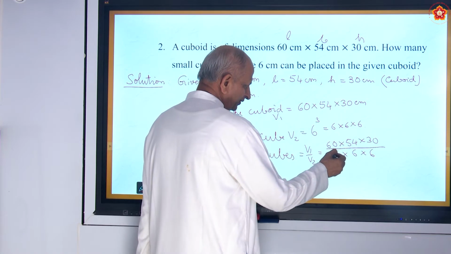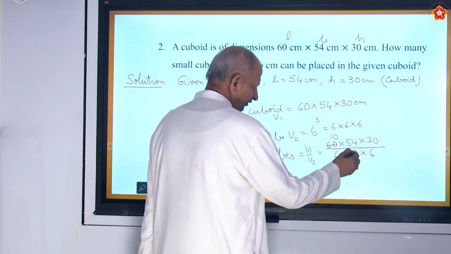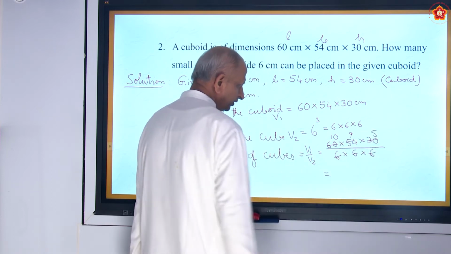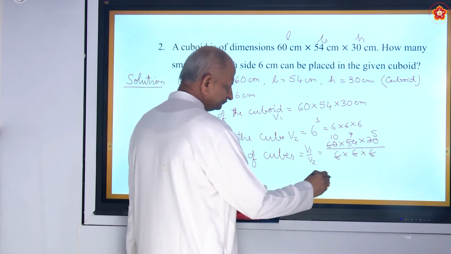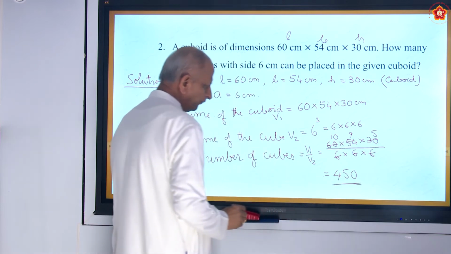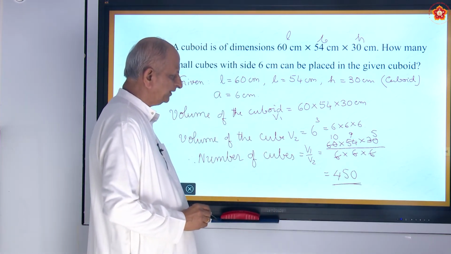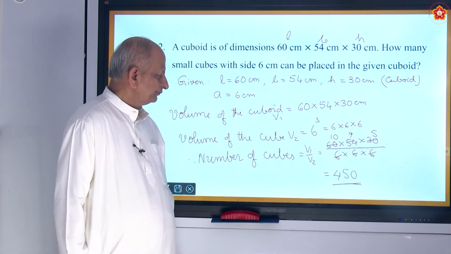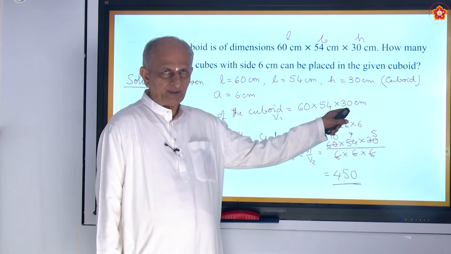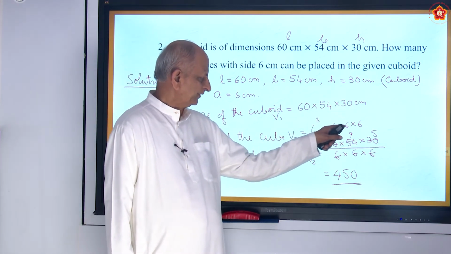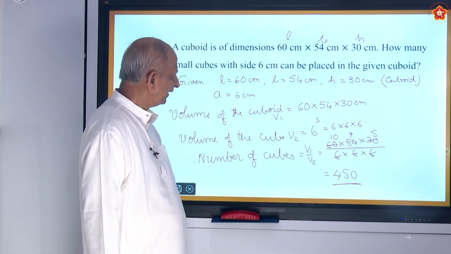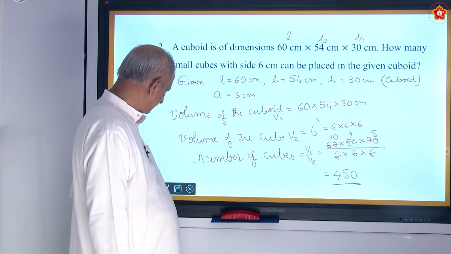Try. 6 ones are 6, 6 tens are 60, 6 nines are 54, 6 fives are 30. 9 fives are 45 into 10. How much? So 450 cubes can be kept in the box. So what you have done? Volume of the box, the bigger one. Volume of the cube to be placed. Then he divided. He got the answer. Correct? So 450 is the answer.